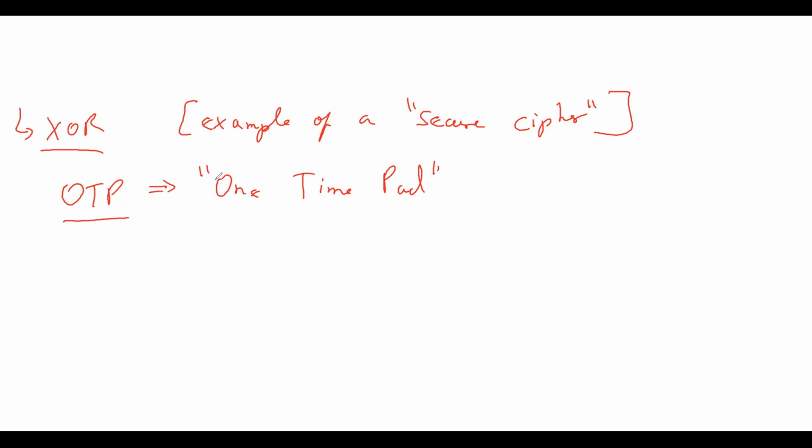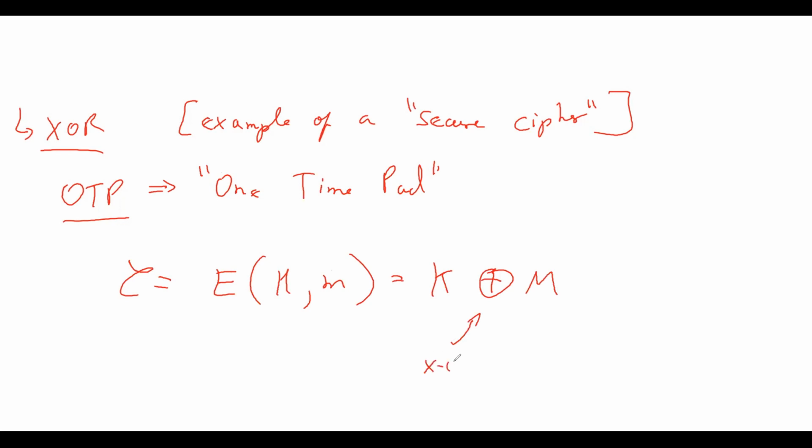Okay, so the basic idea with this algorithm is, again, what we've been discussing. The cipher is the encryption of key and message, and that's just equal to K XOR M. Remember, that's XOR. Now the definition of a one-time pad is that it has a key. The message can be any sequence of bits.